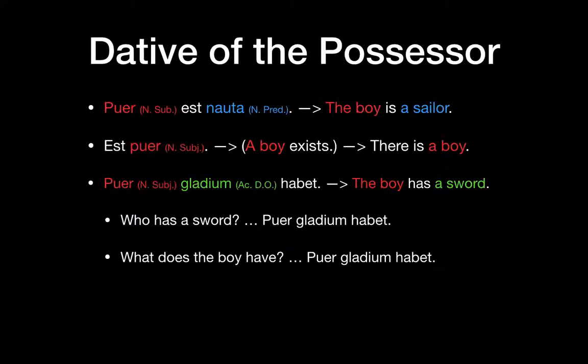Puer gladium habet. Or if you want to emphasize the direct object even more, you can put it in front. You can tell it's still the direct object because the form is still accusative of gladium and nominative on puer. What does the boy have? Gladium puer habet.